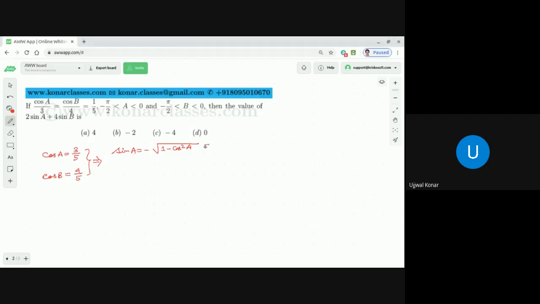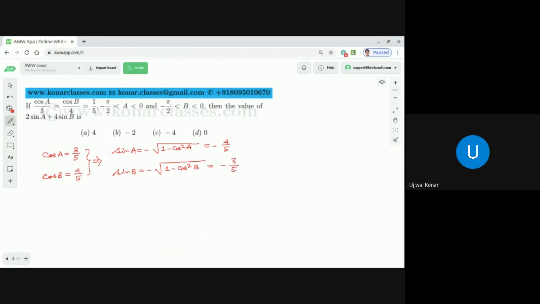So that is equal to minus 4 by 5. Similarly, you can find the value of sin B is equal to minus square root of 1 minus cos square B. And here also you get minus 3 by 5 in the similar manner.